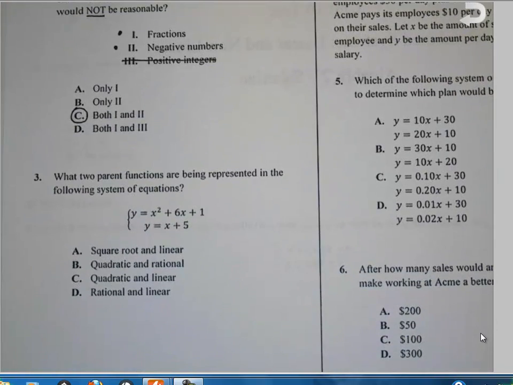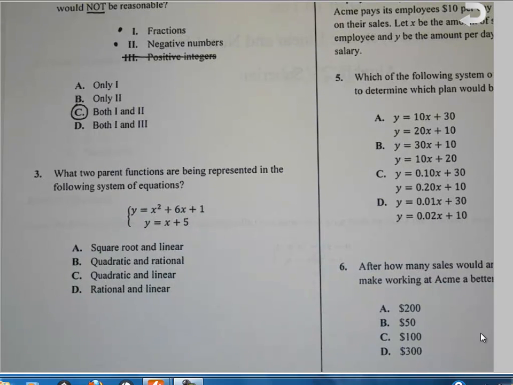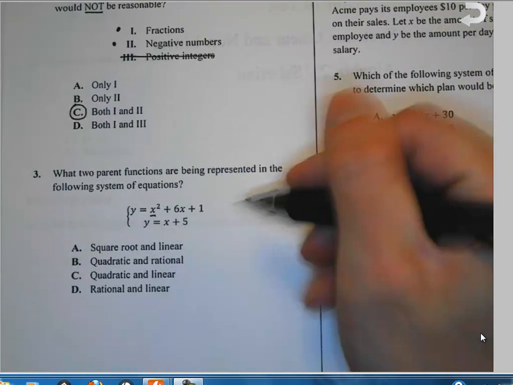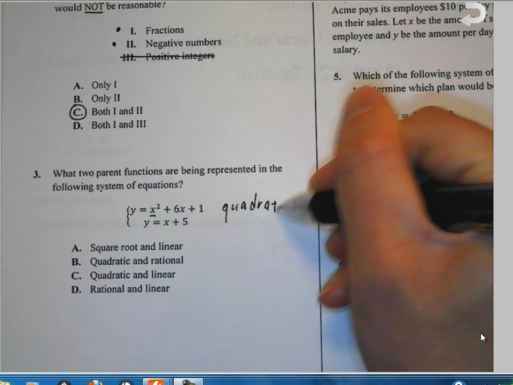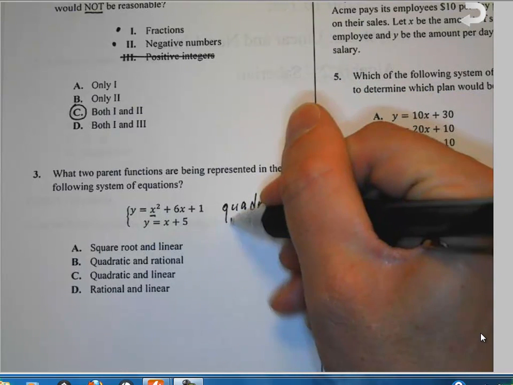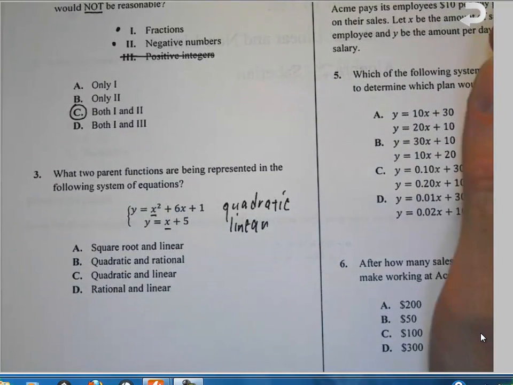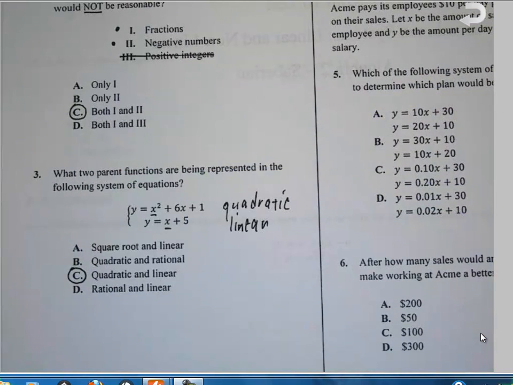Now, number 3: two parent functions are being represented in the following system. Well, this is quadratic. We know it's quadratic because it has x to the second power. And this is linear because we have x to the first power. And so we're looking for quadratic and linear, and that's answer choice C. This was very much a, hi, do you know what you're looking at question.